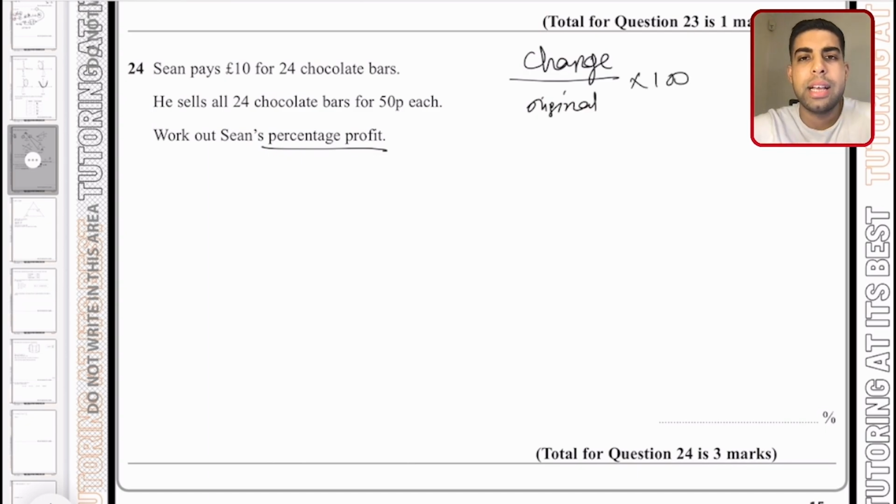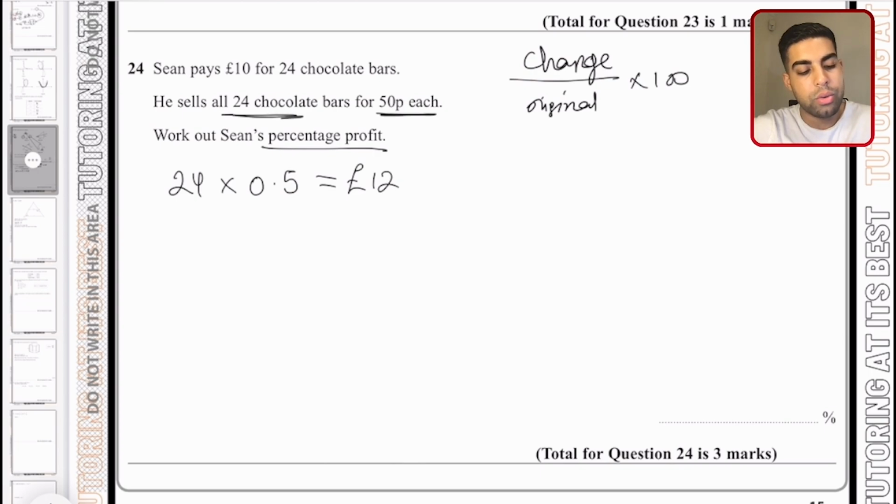So let's go ahead and work out how much profit he makes. So we'll have 24 chocolate bars and we're going to multiply this by 1/2, and that gives us £12. So he's now sold all 24 chocolate bars for 50p each, and that's given him £12. But out of the £12, he's paid £10 for this. So let's subtract 10 from 12, and we now have £2 as his profit.